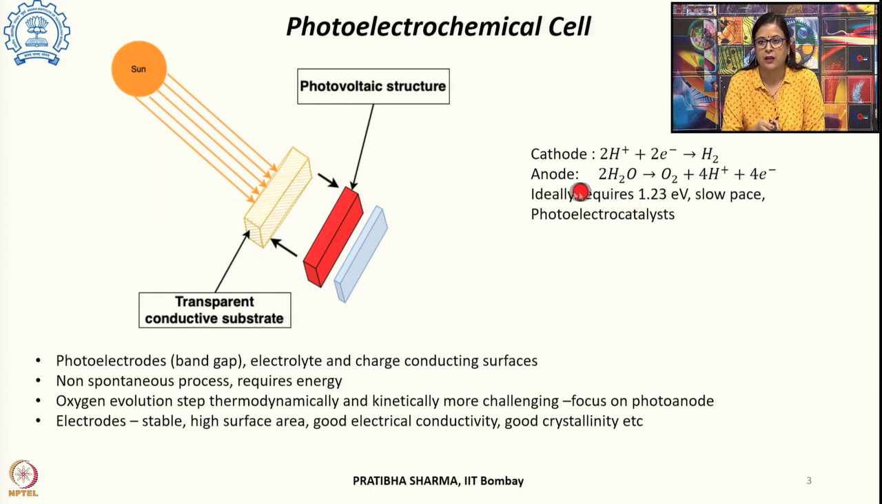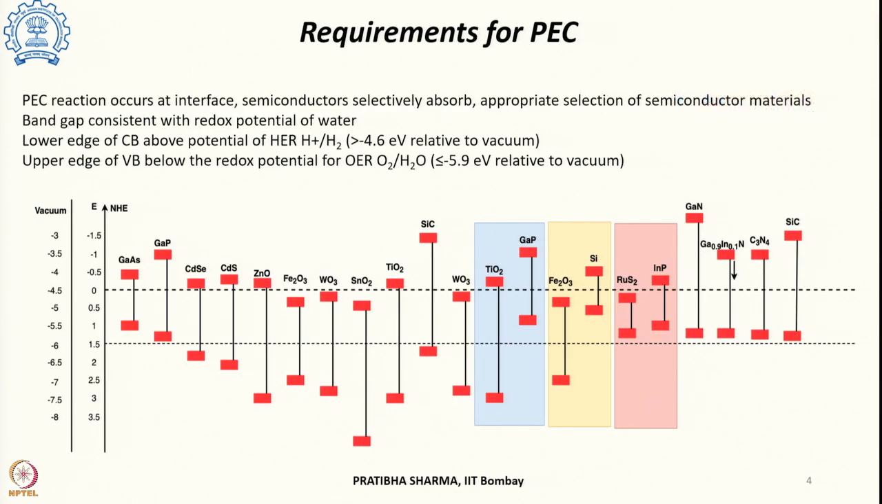Now again, the electrodes need to have certain characteristics. They should be stable under the irradiation condition, they should have high surface area to provide the required regions for the reaction to take place, and they should have good electrical conductivity and good crystallinity. When it comes to the photoelectrochemical reaction, that occurs at the electrode-electrolyte interface. Now there are several semiconductors which are available, which absorb sunlight, and then they can produce the charge carriers.